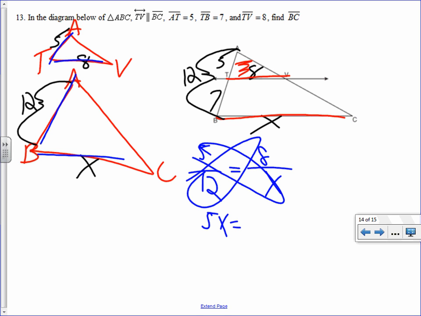5x equals 108 minus 12, which is 96. Divide by 5. x equals 96 over 5. You can leave it as a decimal or a fraction. What is that, 19.2? Don't be afraid of fractions.